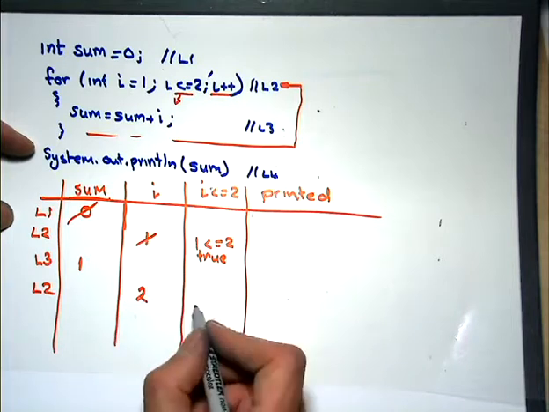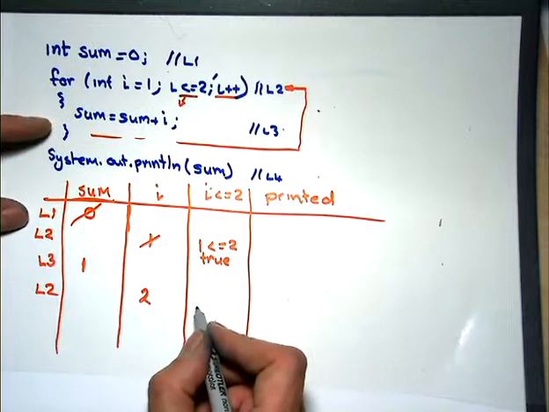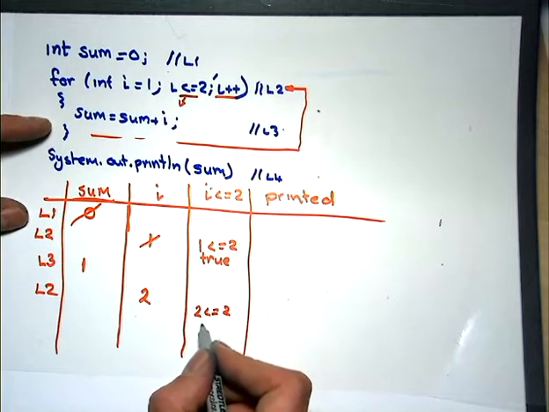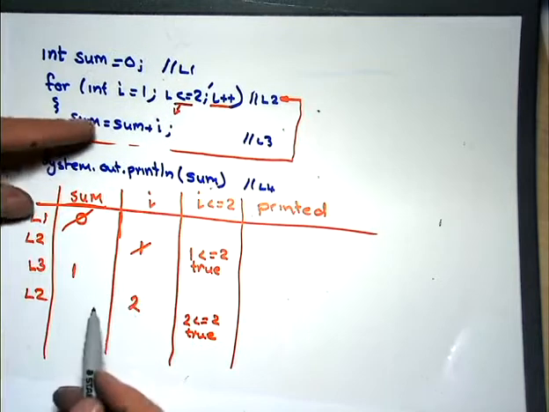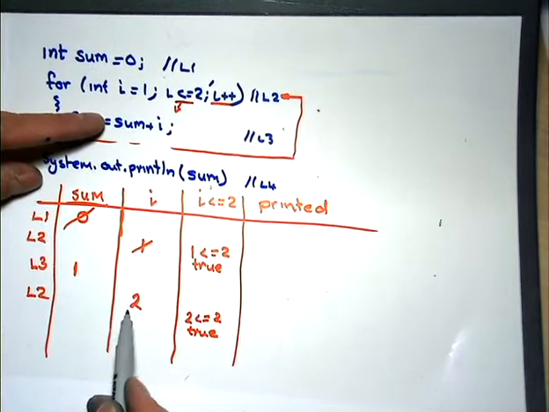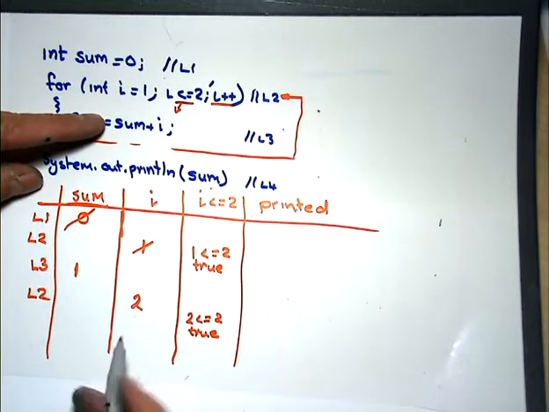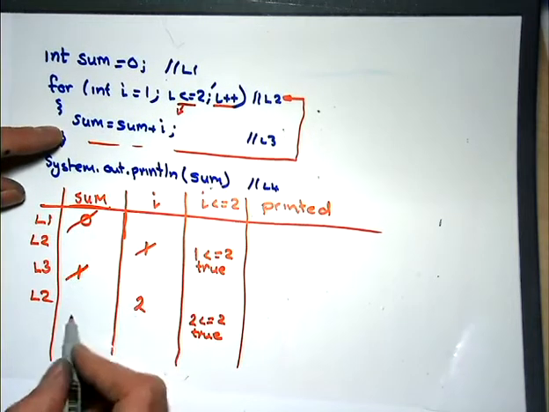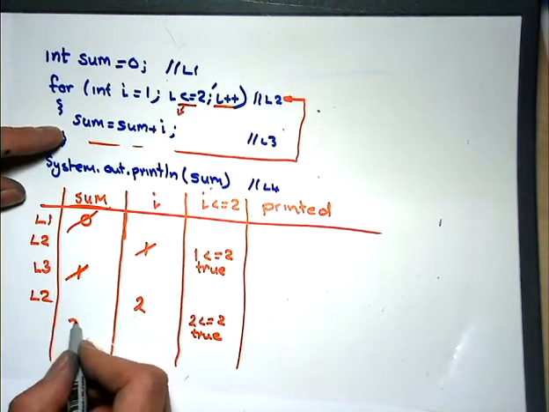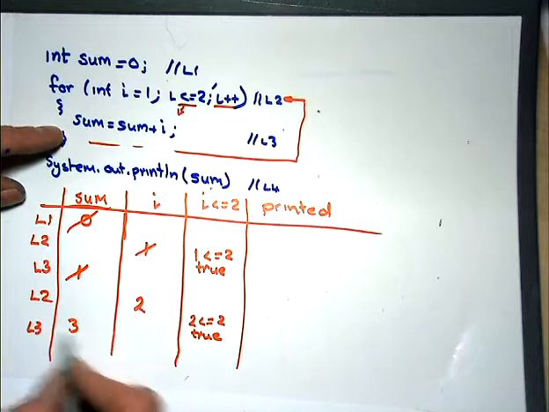We do a test. Is I, which is 2, less than or equal to 2? That's true, so we go in and do the body. We take sum and I and add them together: 1 plus 2 is 3. We store that value into sum, so we cross that out and store a new value in sum. So we're on line L3 again.